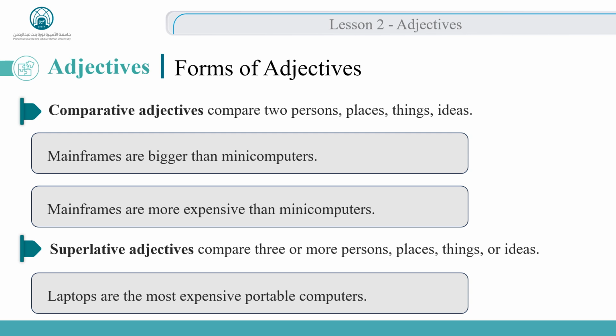Mainframes are bigger than many computers. Mainframes are more expensive than many computers. Look here, we have "than" in both examples because we're comparing two things. But in the first example, we have "bigger," and in the second example, we have "more expensive." What is the difference? Why did I use "more" with "expensive" and I added "er" with the adjective "big"?